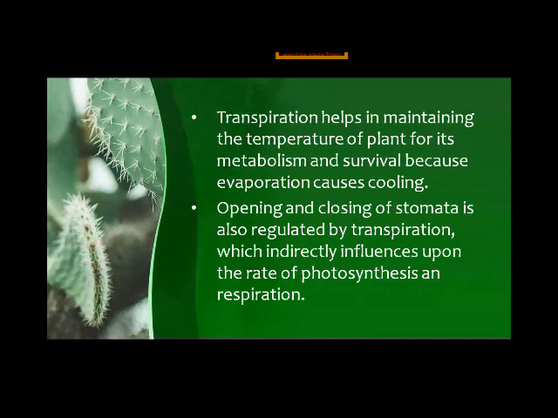Number four, transpiration helps in maintaining the temperature of the plant for its metabolism and survival, because evaporation causes cooling. Yes, it's a natural phenomenon. When on very hot summer days we sit under a fan, we feel a cooling effect on our body, because the body temperature is maintained because of this air and this cooling effect.